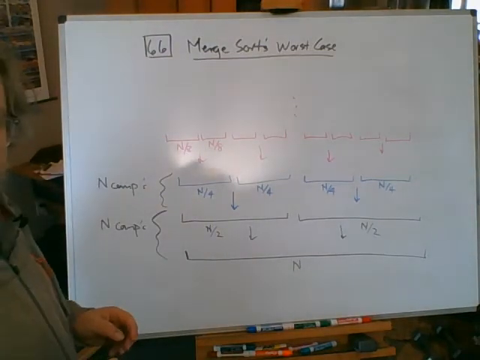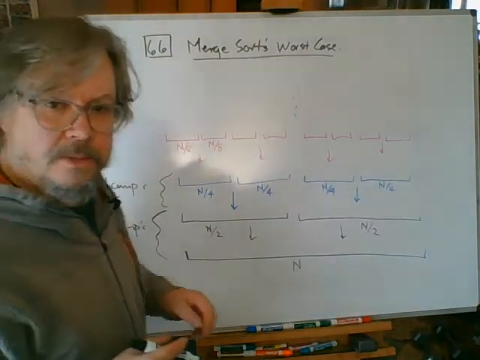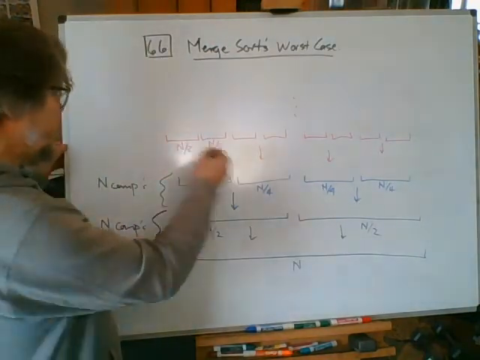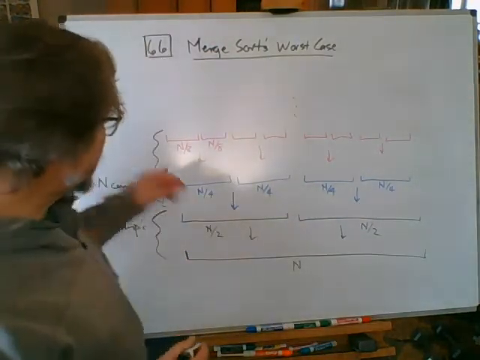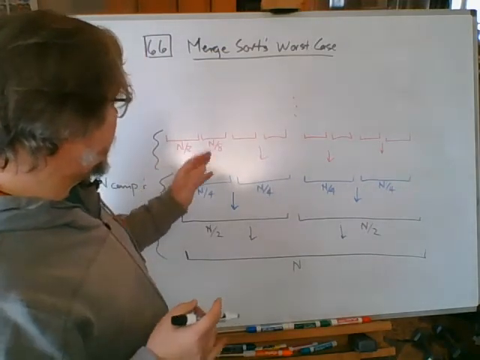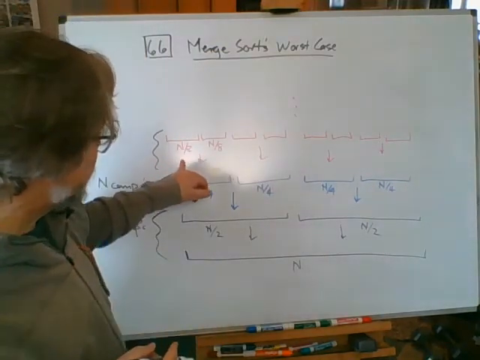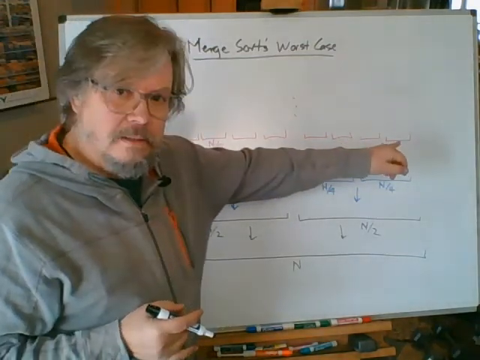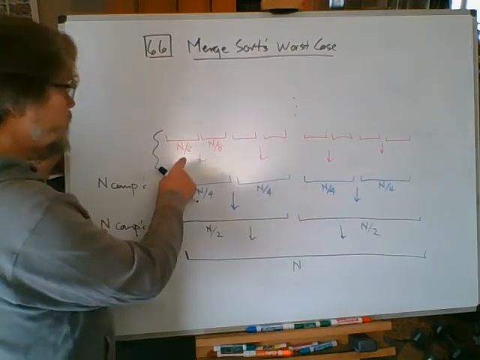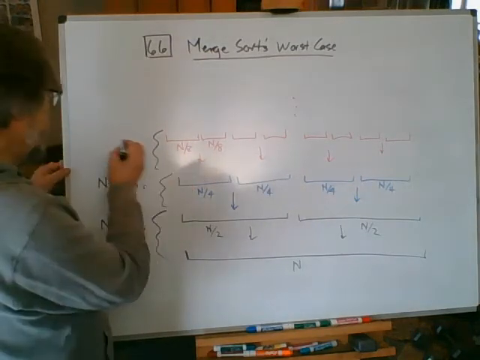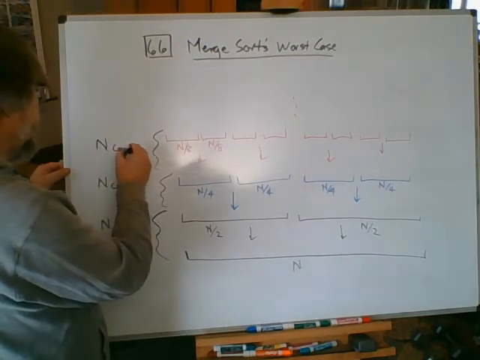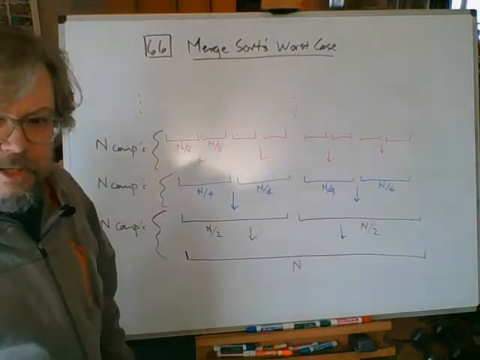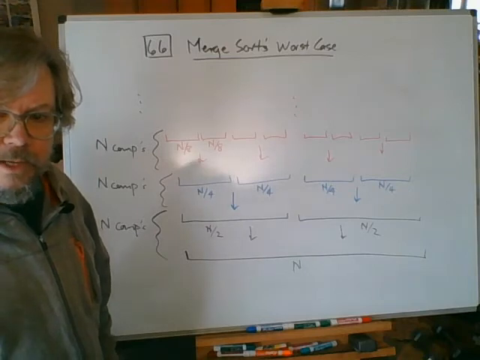Rapidly we see a pattern developing. I hope so, through the glare on the board. Sorry about that. What about this? Well, it takes about a comparison per element. And how many different little lists of size n over 8 do we have? 1, 2, 3, 4, 5, 6, 7, 8. Add all those up. n over 8, eight times, is going to be n comparisons. Dot, dot, dot, until we can split in half no more because we're down to single elements.